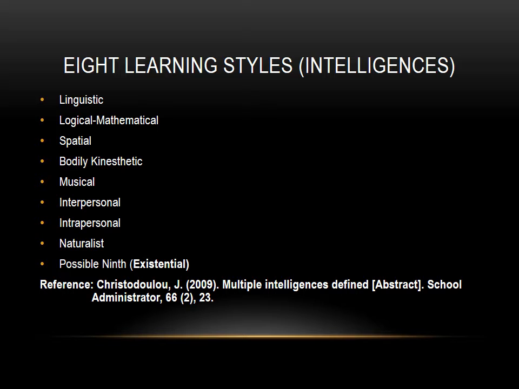Okay, the next type of learner is the spatial learner. This learner has the capacity to perceive the visual world accurately using one's initial perception. They like to read charts, maps, and diagrams. They enjoy art activities. They enjoy doing puzzles, and they daydream.